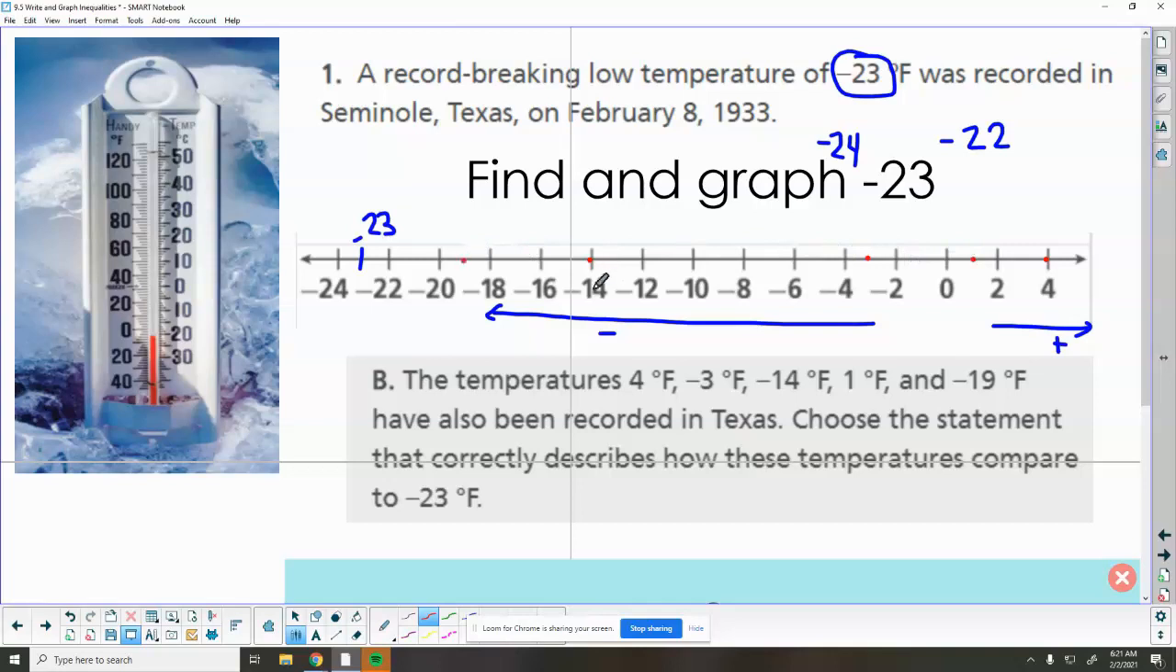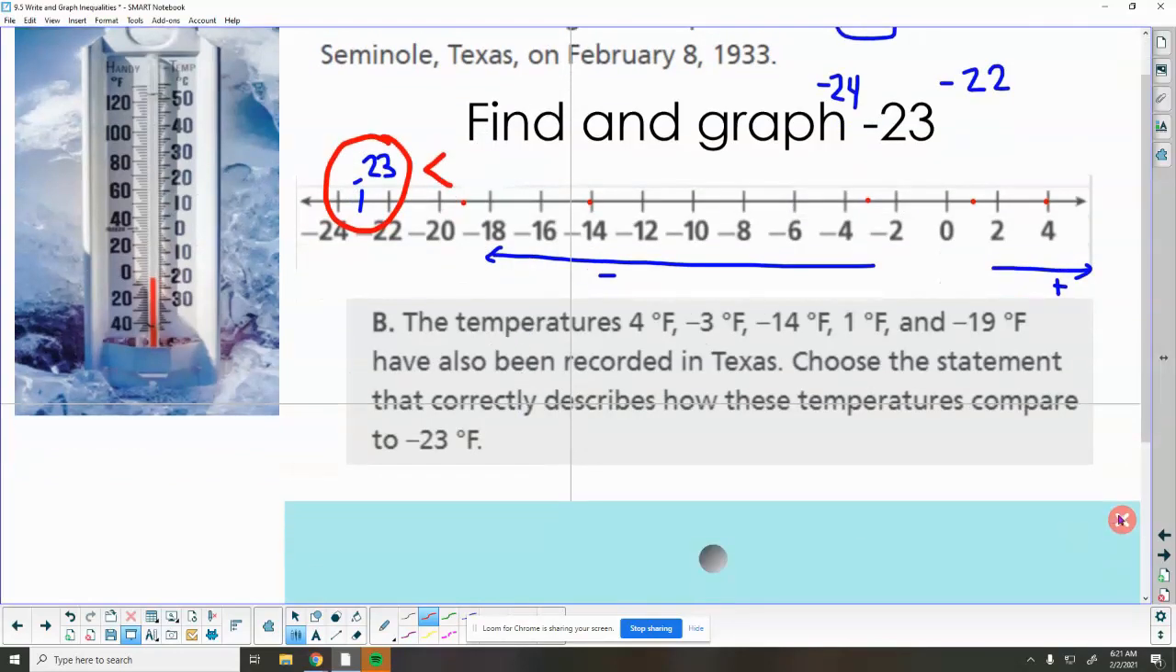So if we are comparing these numbers here, negative 23 is colder than all the rest of these. So negative 23 is less than all of these other numbers, and negative 23 is the coldest temperature out of all of those because it's farthest to the left here.